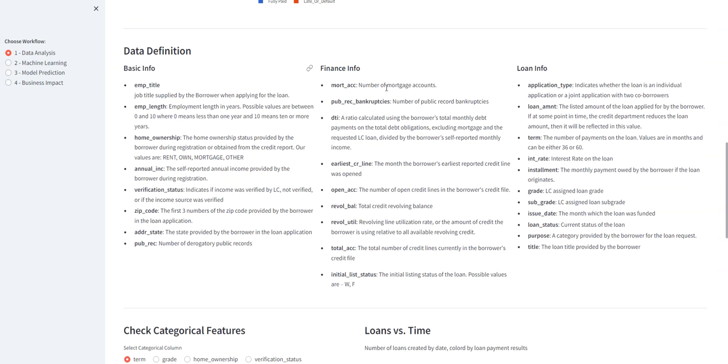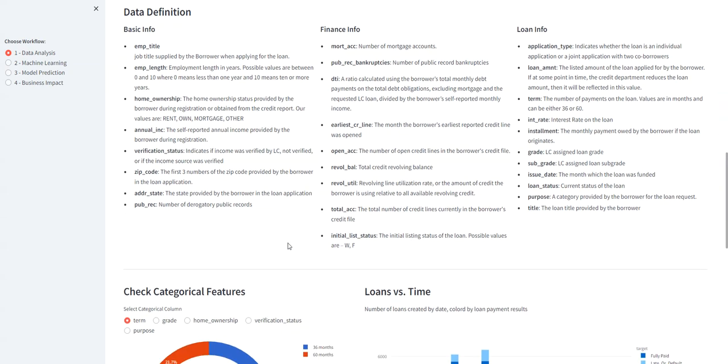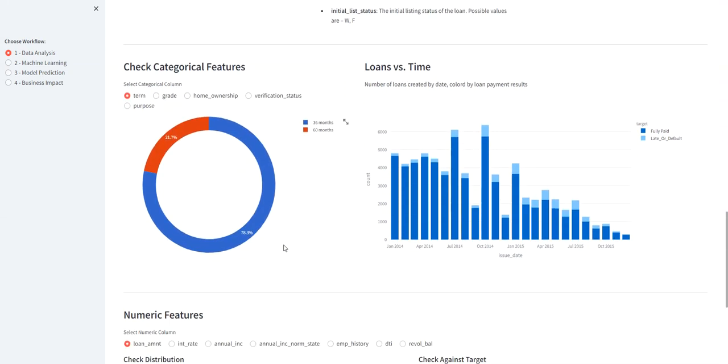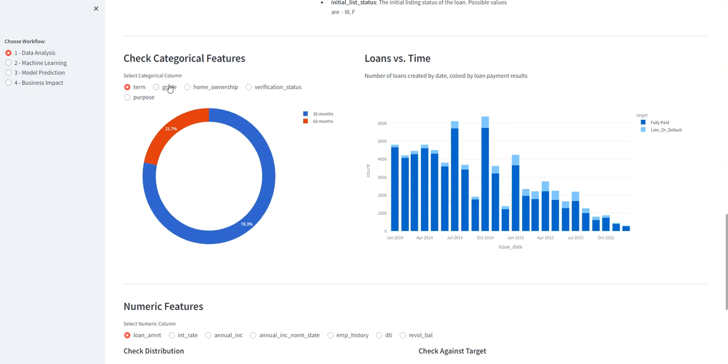And you also have financial info for this person, right? How many open accounts, what is the debt to income ratio, what is the revolving credit utility that this person has. Also, you have the information about this loan itself, right? You have the grade of the loan, the interest rate, and we are trying to predict the results, whether this loan is a good loan or default loan. So we are checking some categorical features. You have the term loan.